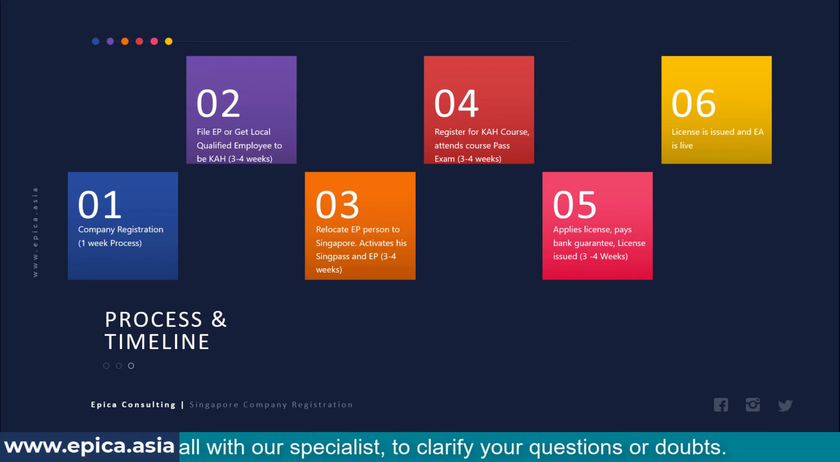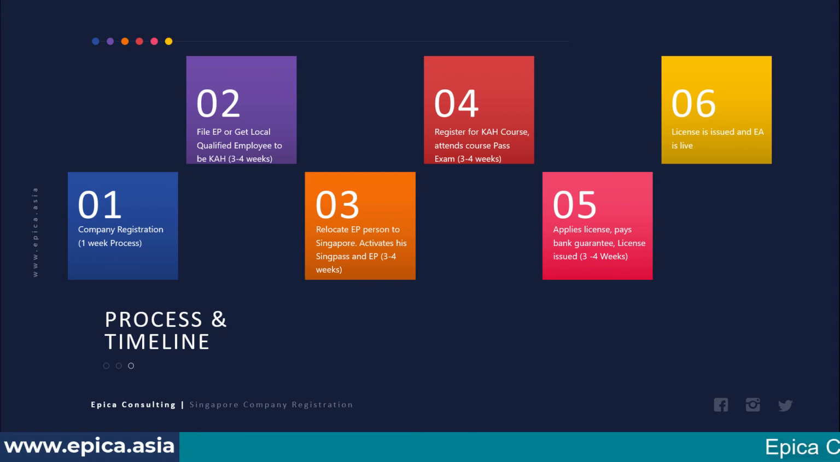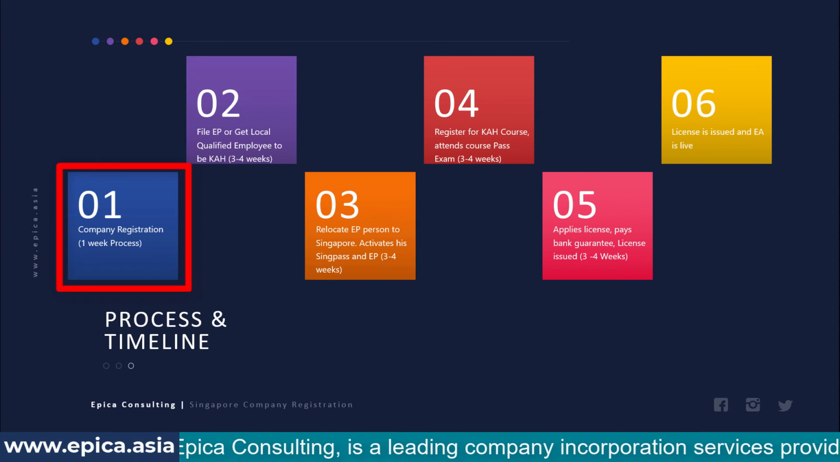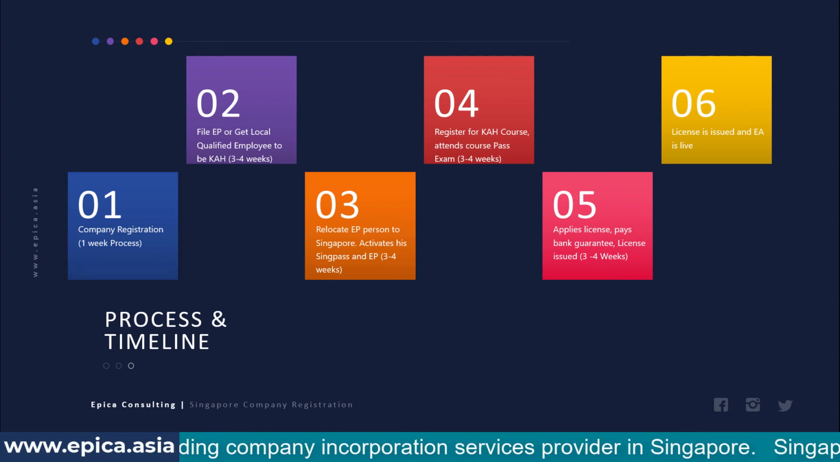Now, having understood all these things, it is time to understand the timeline, how it will look in real life. Step 1 is company registration, which is generally a 1-week process. A company can be incorporated faster, but considering that you have to give the documents and there are going to be additional things, it will take 1 week.